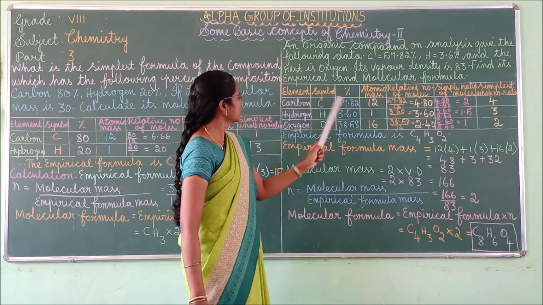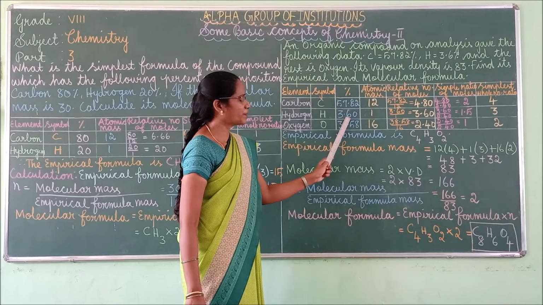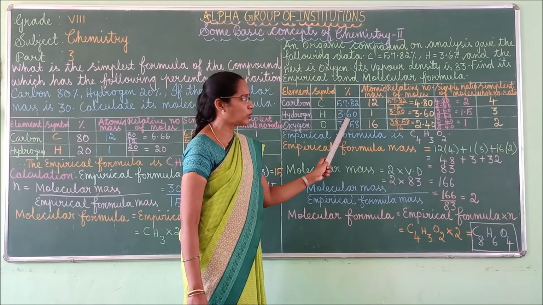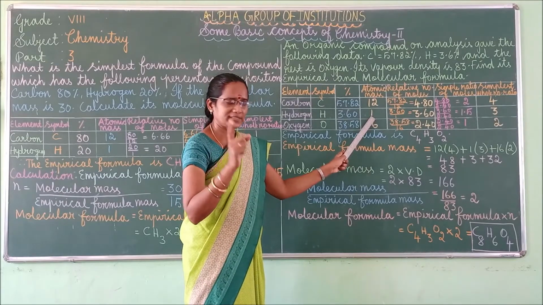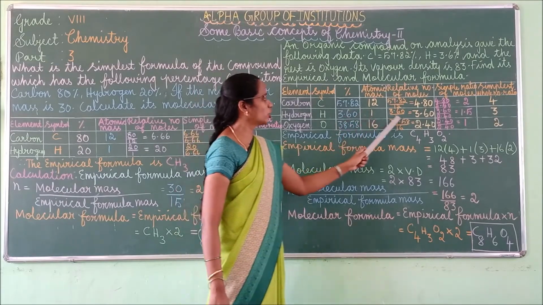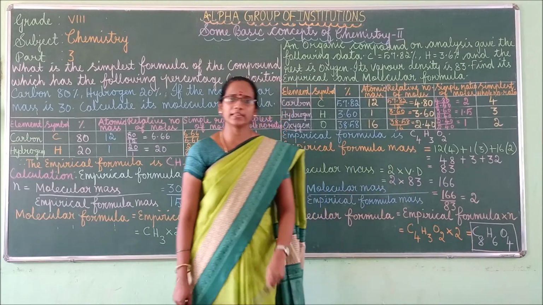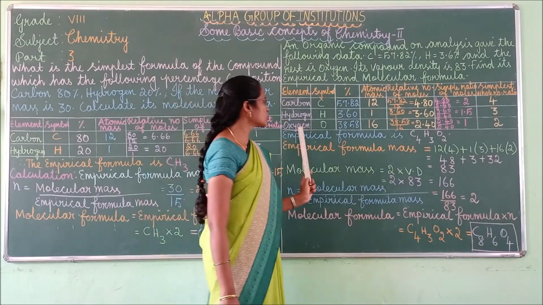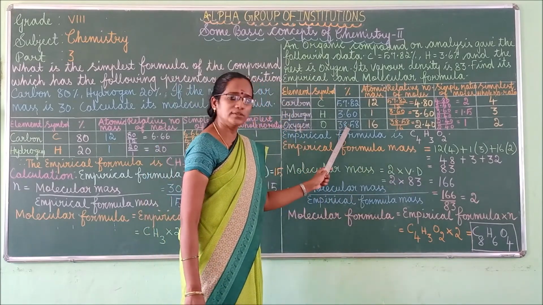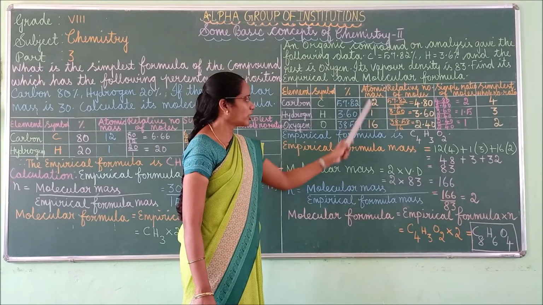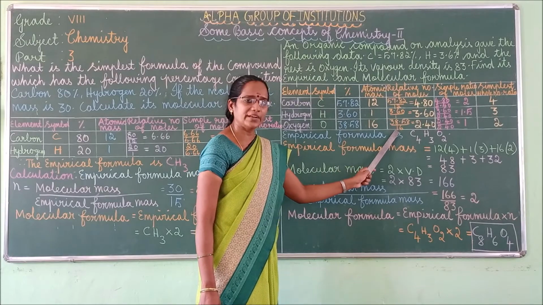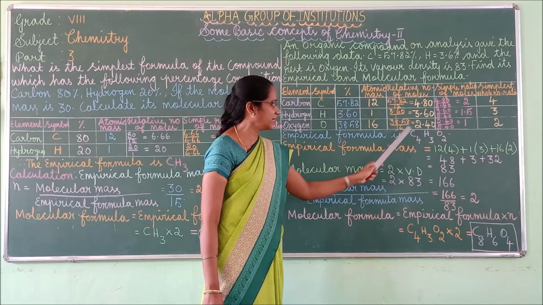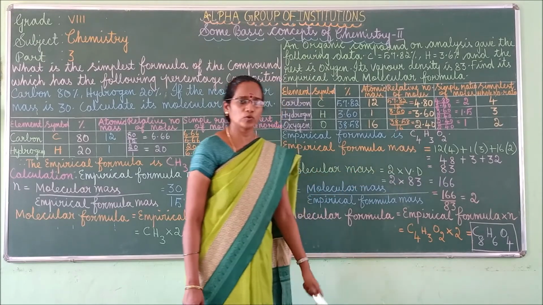Next one is hydrogen. The percentage given is 3.60%, and the atomic mass of hydrogen is 1. So 3.60 divided by 1, you will get 3.60. Next one is oxygen. The value is 38.58, and the atomic mass is 16. So divide 38.58 by 16, and you will get 2.40.